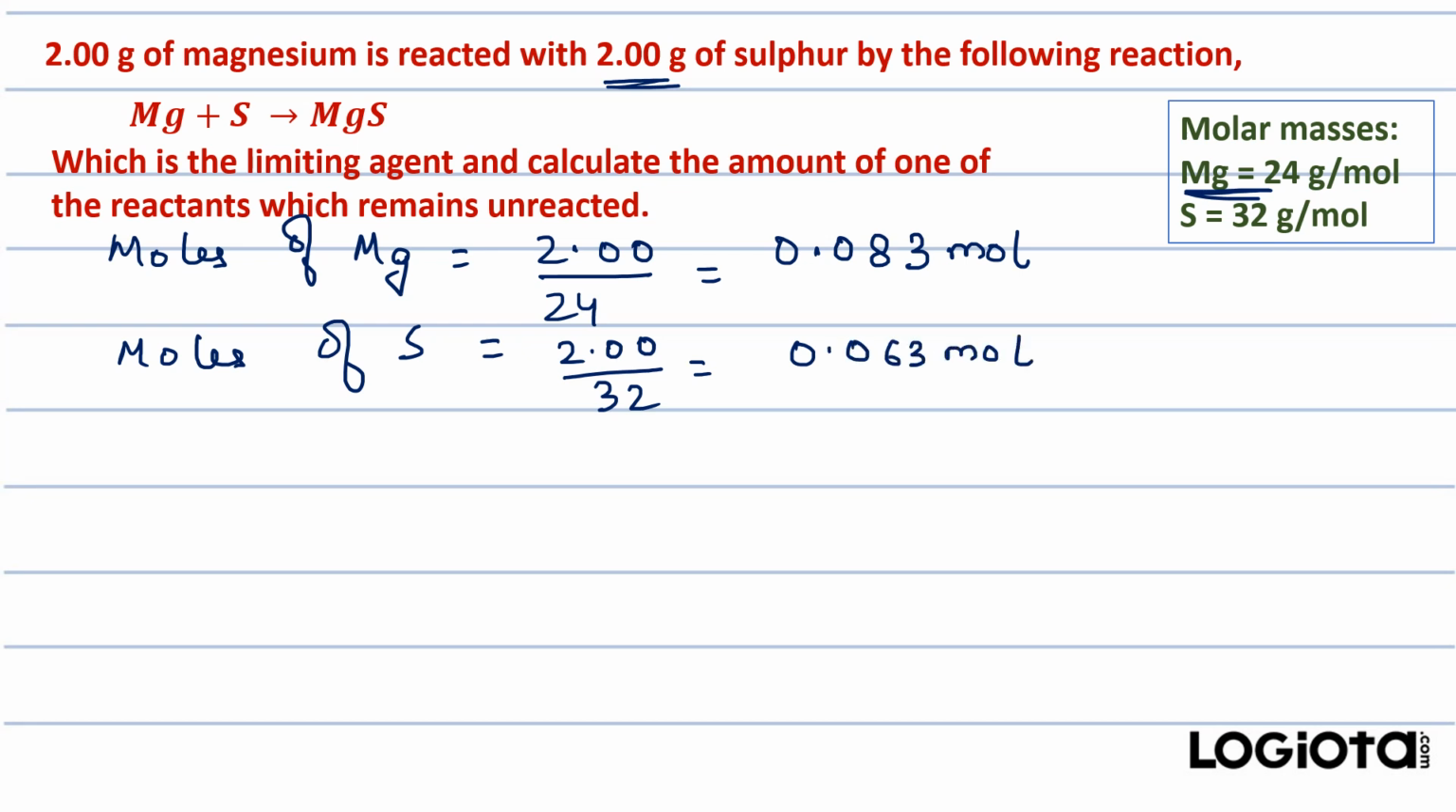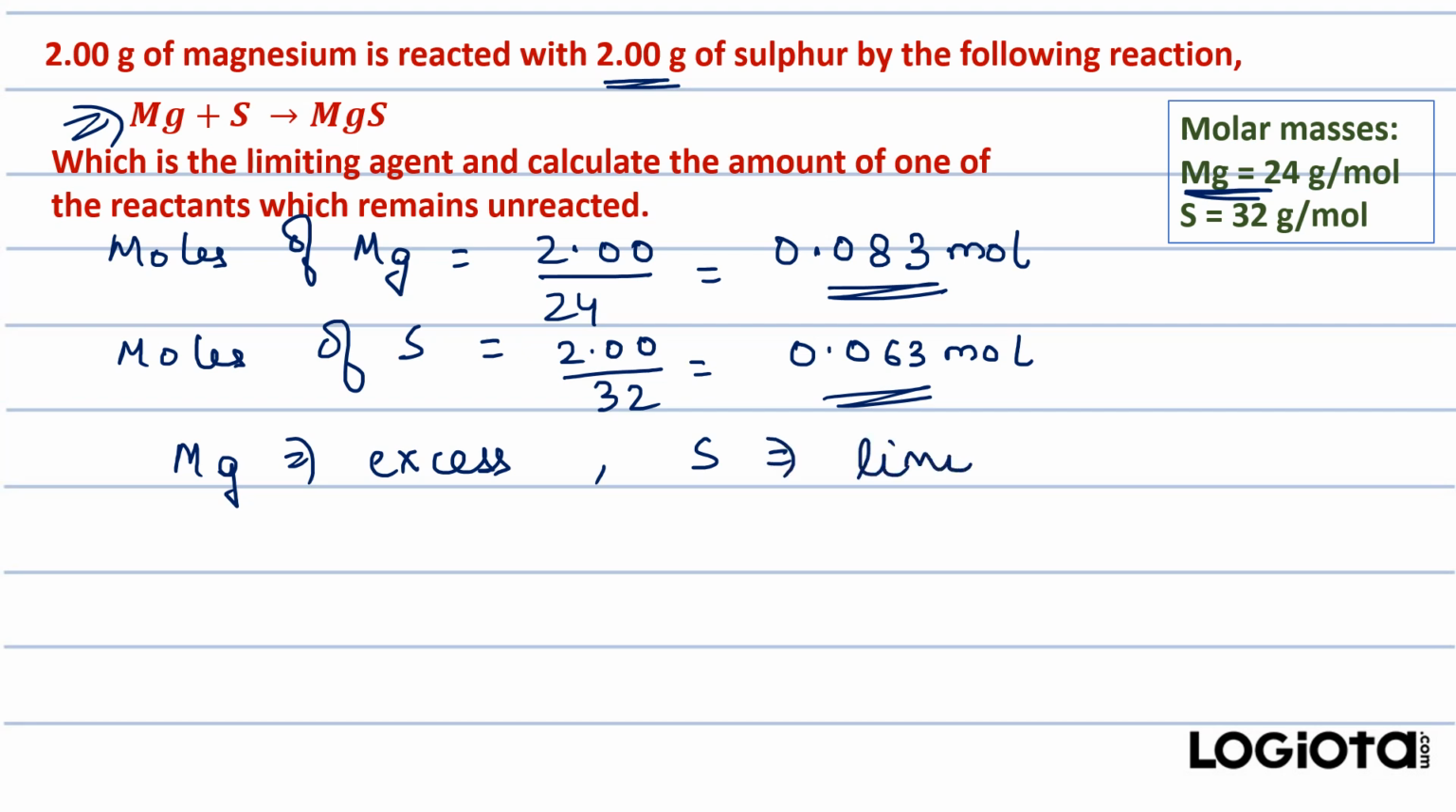Okay, now in the question you can see that from the reaction 1 mole of Mg is reacting with 1 mole of sulfur. But here you can see that the moles of magnesium are more than the moles of sulfur. So it means that magnesium is the reagent in excess and sulfur is the limiting reagent. Right? Now, we also need to calculate the amount of one of the reactants which remains unreacted. Here the one which will remain unreacted is magnesium.